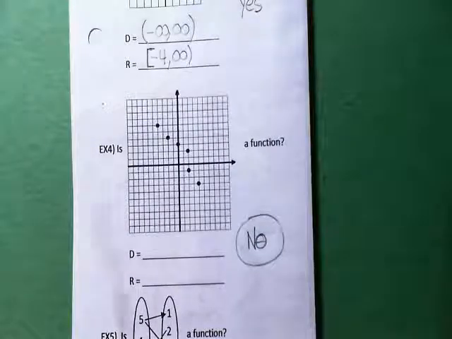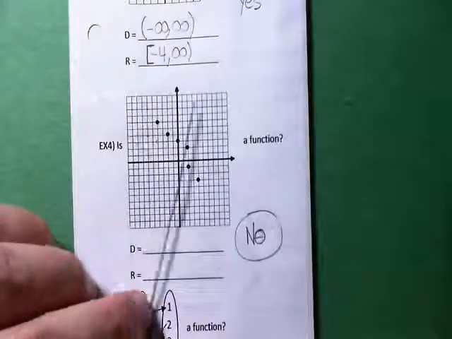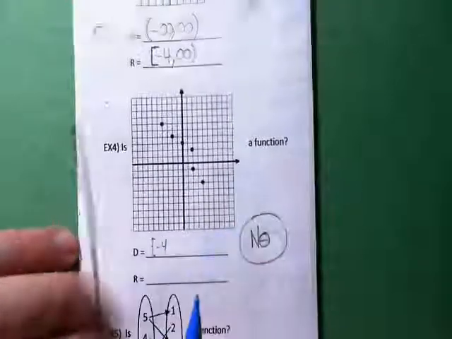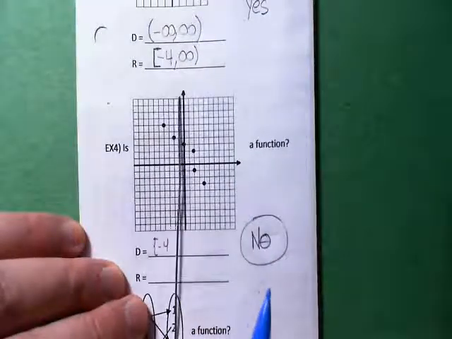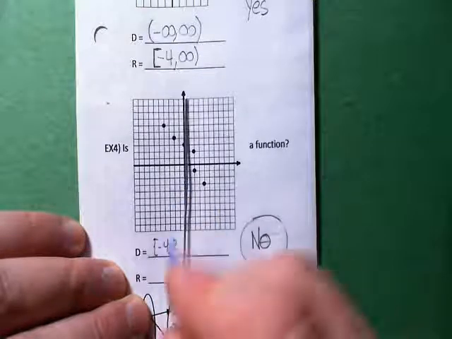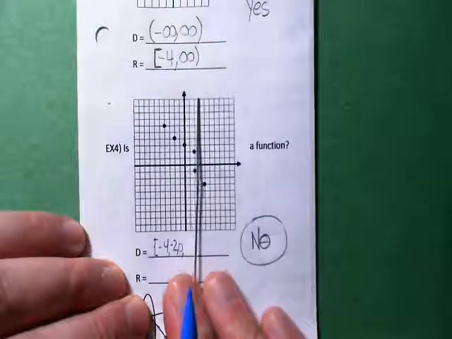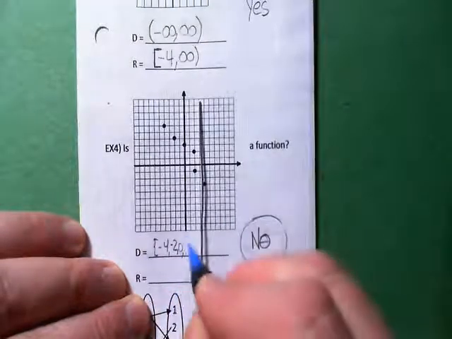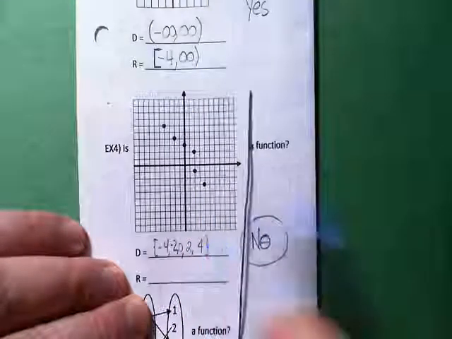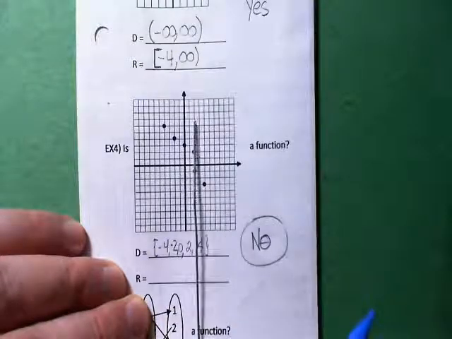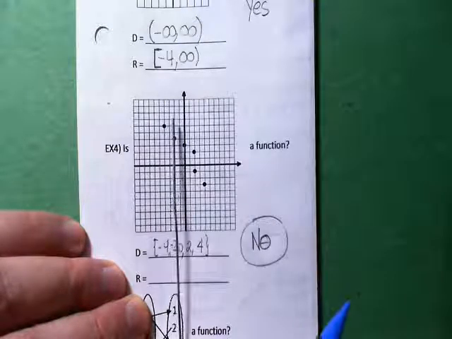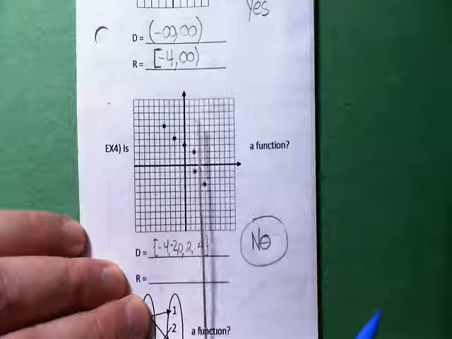Now we're going to do the domain. So domain, you always go from left to right. And what's the first place I hit a point? First place I hit a point is at -4. Then the second point would be at -2. Then the next point would be at 0. The next point would be at 2. And the last point would be at 4. Notice that the number 2 happens twice because I have 2 points right there, but you just have to write it once. So -4, -2, 0, 2, and 4.